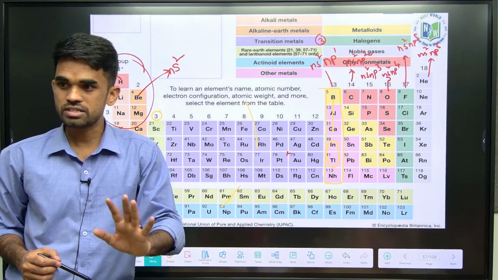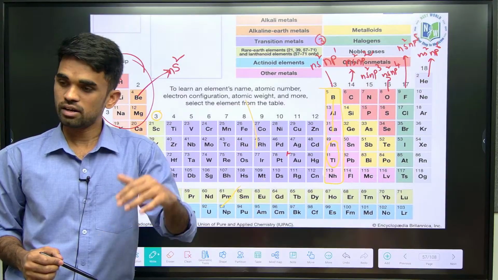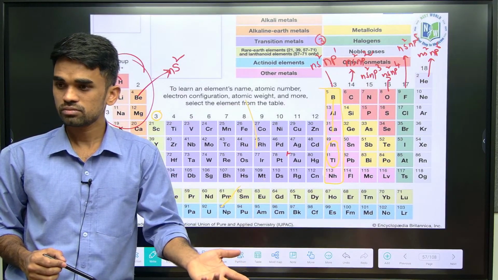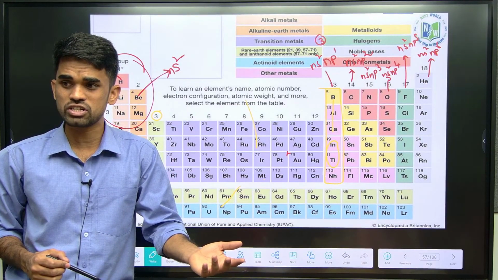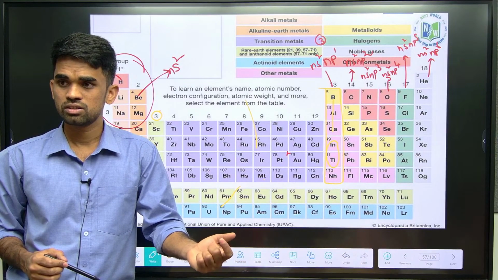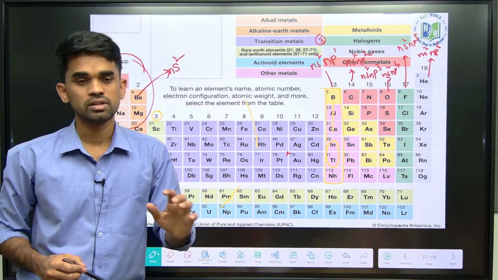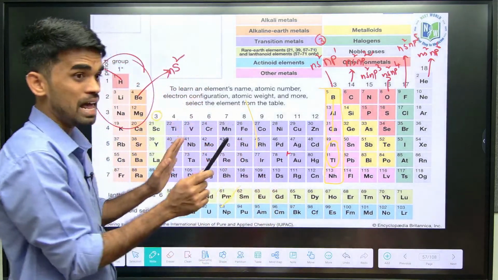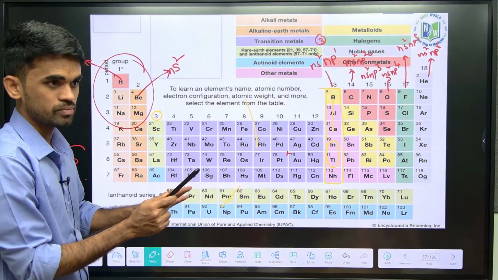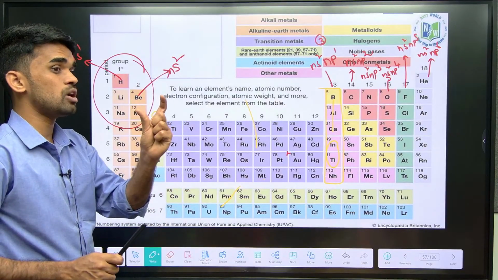In the oxygen family? 6. Halogens. What is the general electronic configuration? ns2 np5. So this is the valency electronic configuration. Okay, now there is one more term called valency.